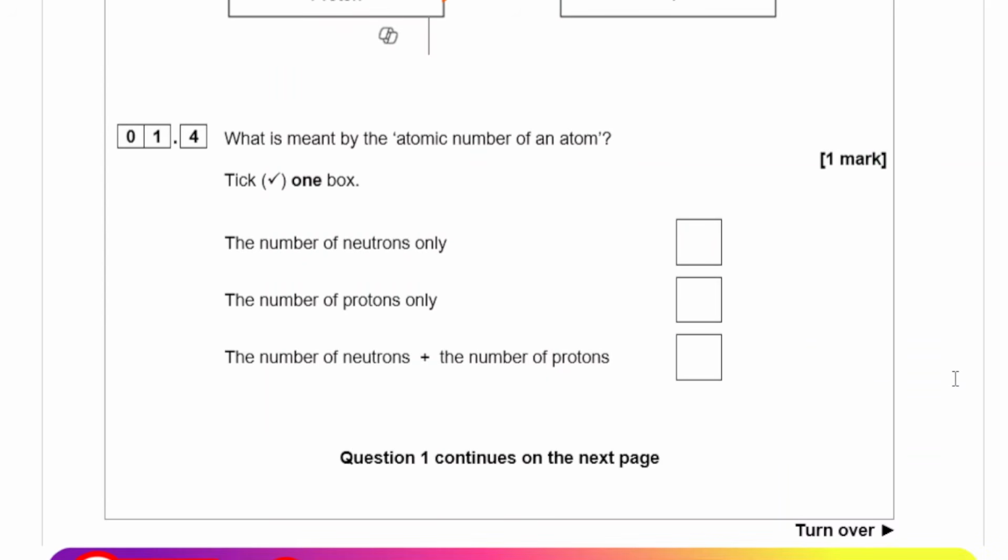What is meant by the atomic number of an atom? That would be the number of protons only. Now the number of neutrons only, we don't give a specific name, but the number of neutrons plus the number of protons, that would be the atomic mass.